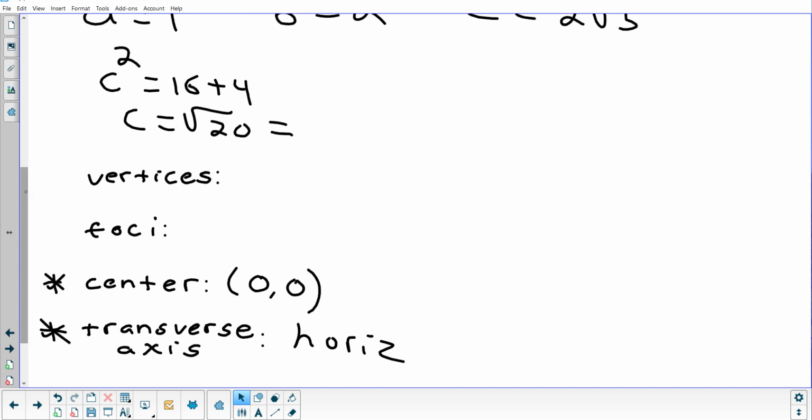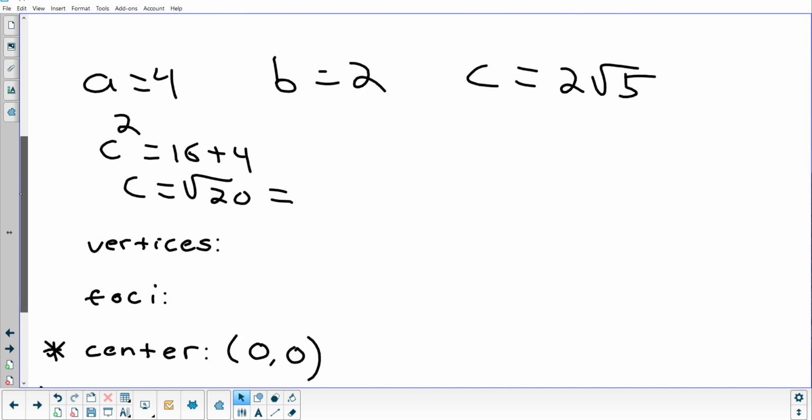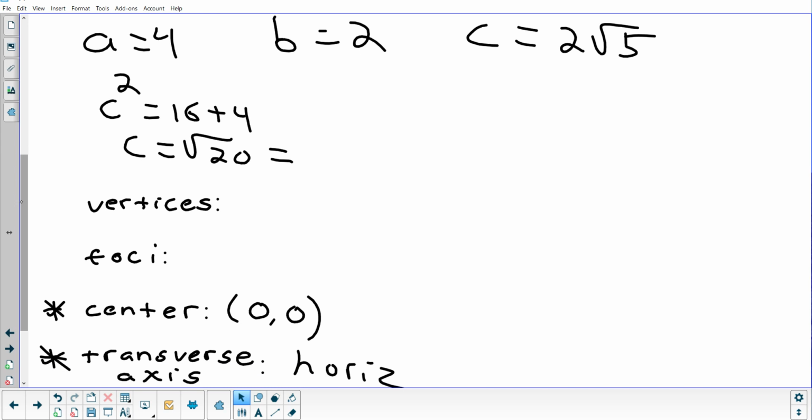Chris, how many units left and right of the center are my asymptotes? Oh, I'm sorry, are my vertices? 4. So to get my vertices, I use A. A tells me how many units away from the center I need to go, specifically left and right. So Ethan, can you tell me my coordinates of my vertices? 4, 0, negative 4, 0. Yep. So plus or minus 4, 0.